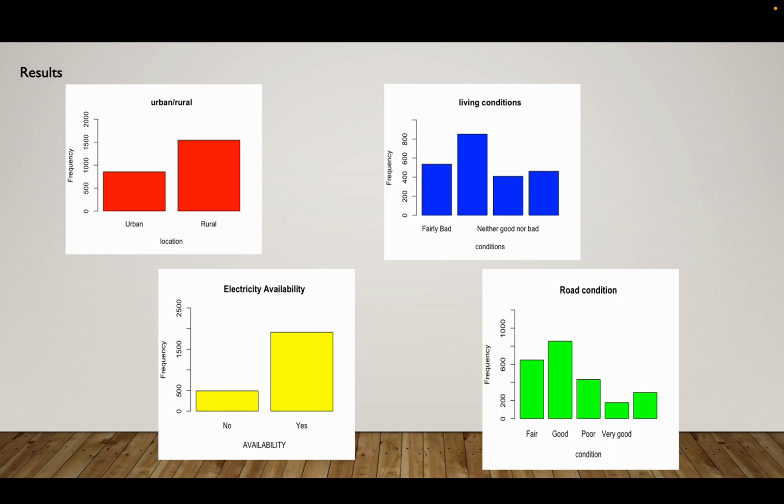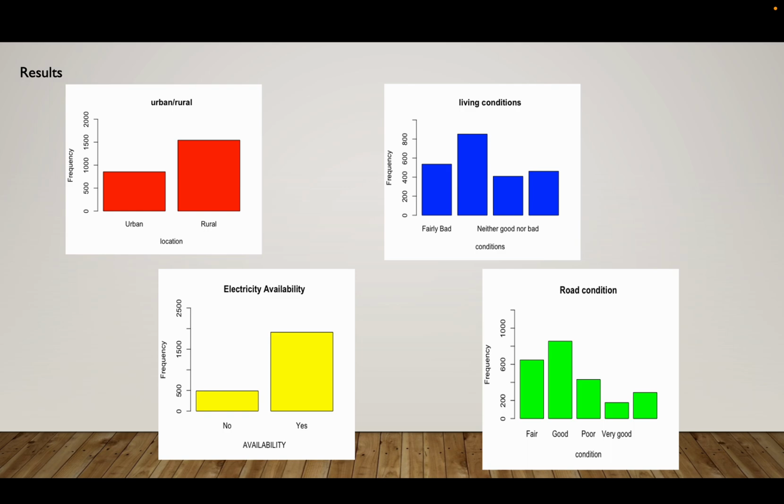So here are some of the initial graphs I was able to come up with. The first one on the top left in red shows the frequency with respect to the respondents and whether or not they lived in an urban or rural location. So this just tells the number of respondents that were in an urban settlement and the number that were in a rural.